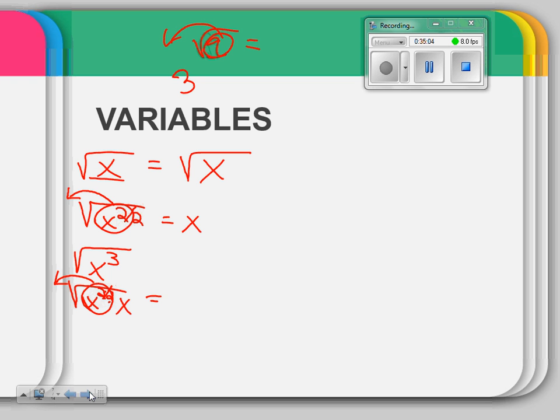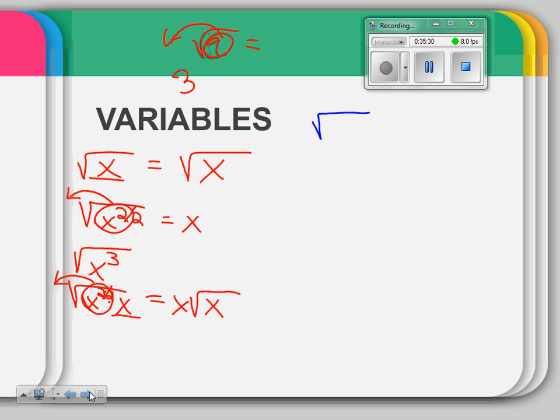So what's on the outside? The square root of x squared is an x on the outside. What's left on the inside? Now this time we have something. What can I underline? The x. So this is x times the square root of x. Okay, breathe. It's going to be okay.